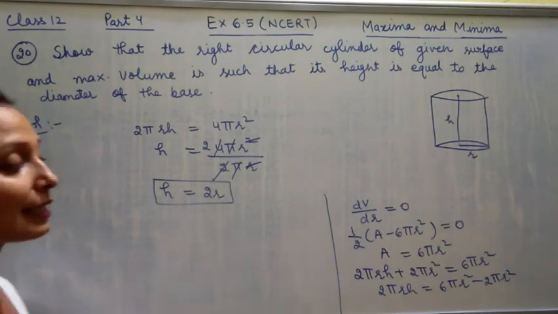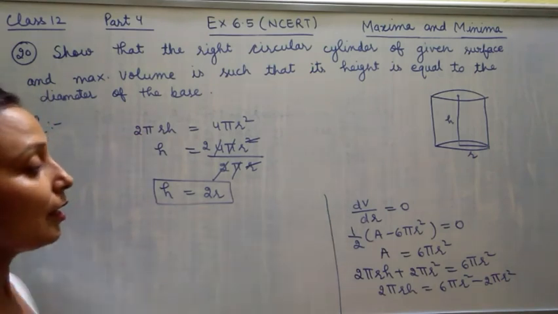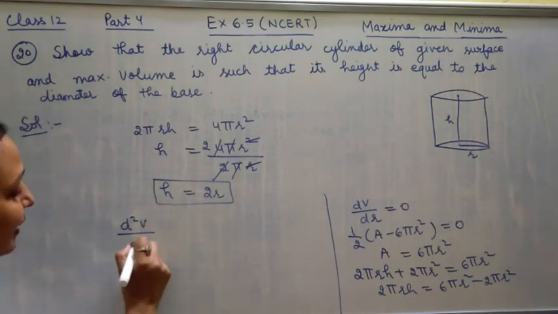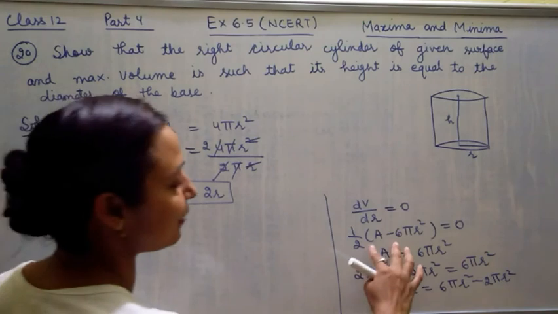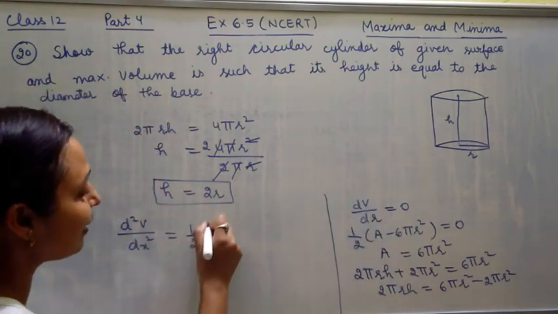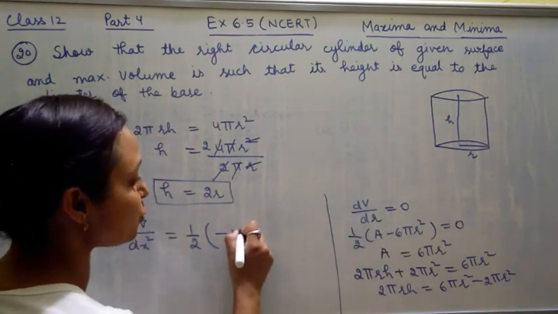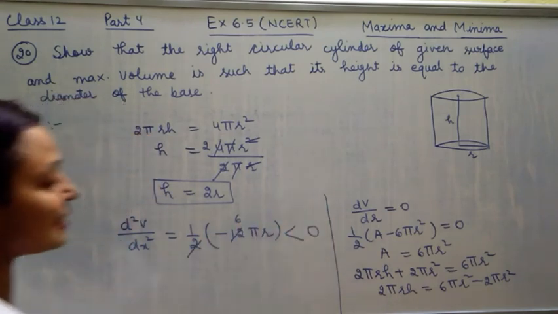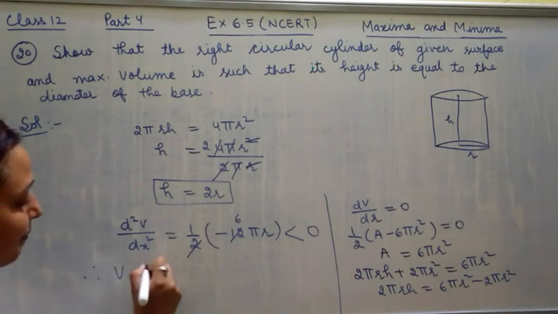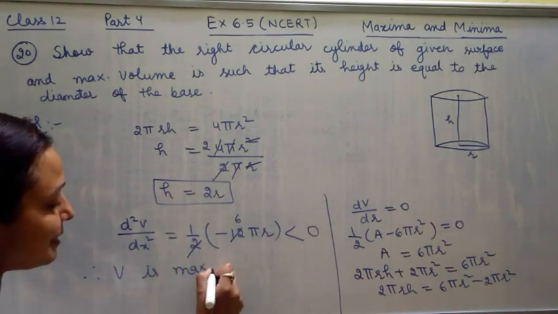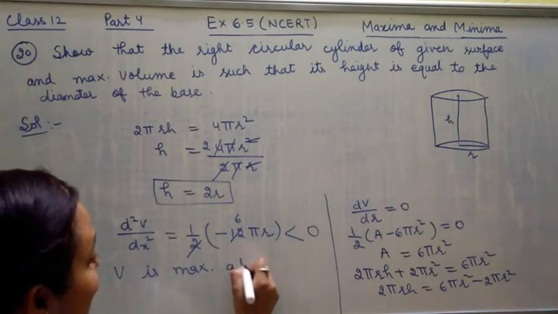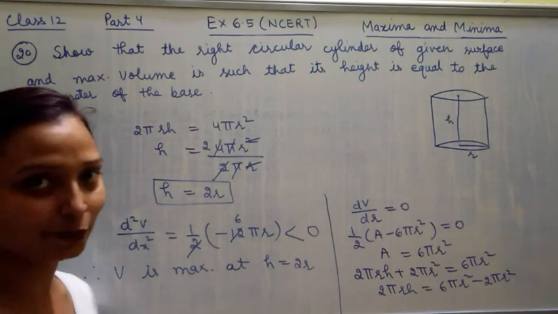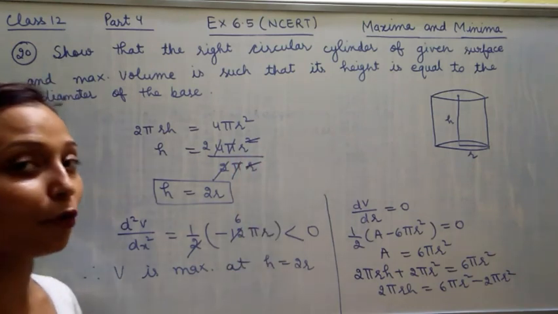Now we have to check that the volume V should be maximum, using the second derivative d square V upon dr square. This is the first derivative. I will find the second derivative as half of A's derivative, which is 0, minus 12 pi r. So this is less than 0. Therefore V is maximum at h is equal to 2r. This is the way to prove the height is equal to the diameter and the volume is maximum.